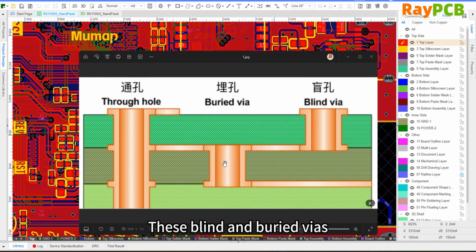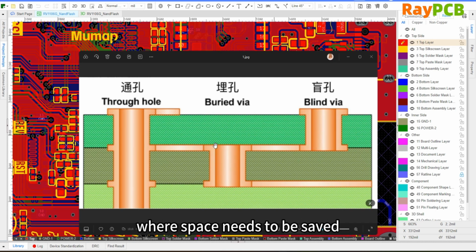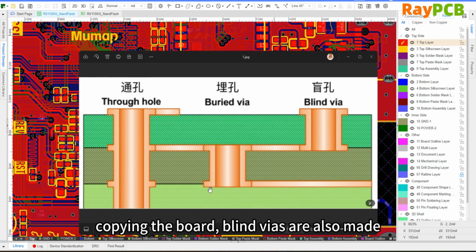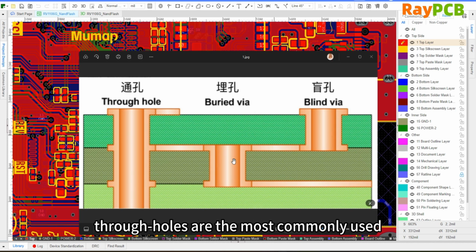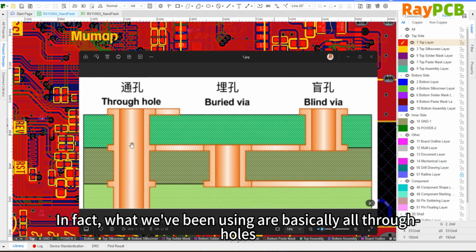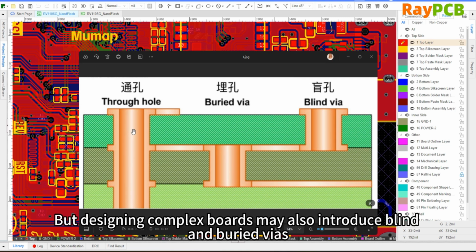Blind and buried vias are generally used in special cases, such as when space is limited, or sometimes to prevent others from copying the board. Some blind vias are also used. In four-layer boards, through-hole vias are the most commonly used. Basically, we've always used through-hole vias and haven't used blind or buried vias yet. However, for more complex board designs, blind and buried vias might be introduced to save time.